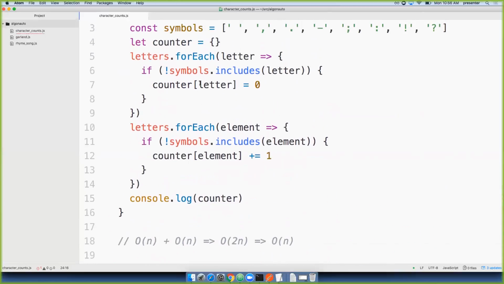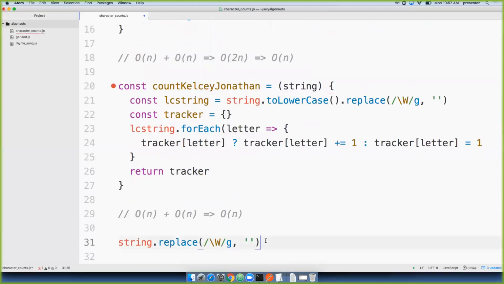Also, I just want to say one last thing before we go. Brittany mentioned that she could do counter dot letter instead of doing the brackets. You guys cool with that? Why are you shaking your head, Kelsey? Because it'll look for a key named letter. Right. It'll look for a key that is the string letter. Counter dot letter.